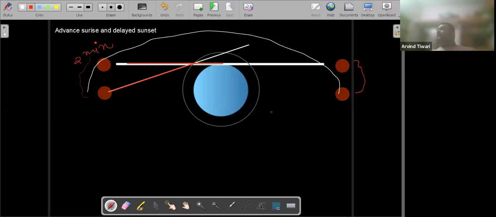We'll see how it happens that the stars or the sun appear to be red during the morning and evening, and why not during the afternoon. A simple reason is that during the morning and evening, the sun's light has to travel larger distances through the Earth's atmosphere. Here it has to travel this much distance during morning and evening, but during the afternoon it has to travel only a small distance. So the amount of scattering that occurs during the morning time is larger, and the amount of scattering during the afternoon is smaller.